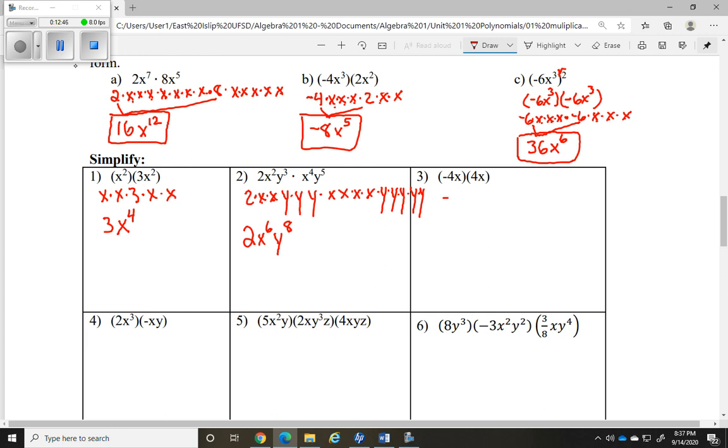This means negative 4 times x times 4 times x. Commutative property, I get negative 16. X is being used as a factor twice.